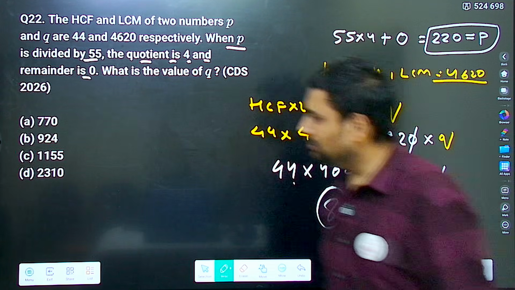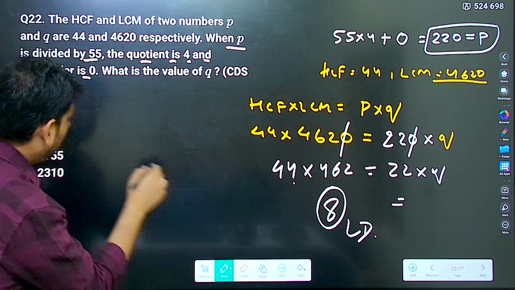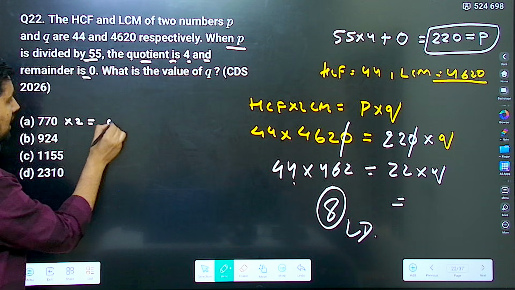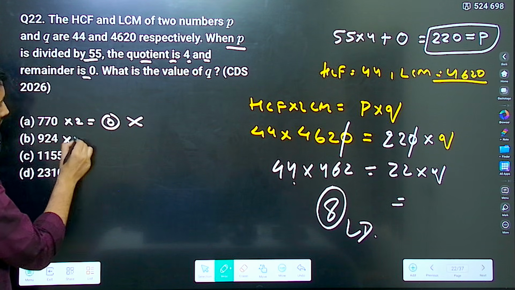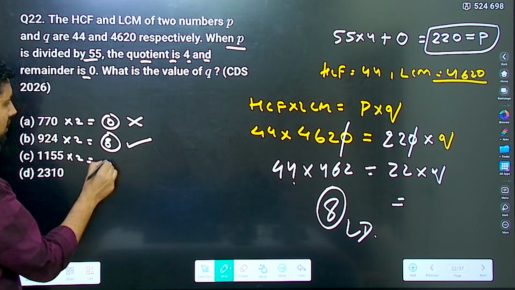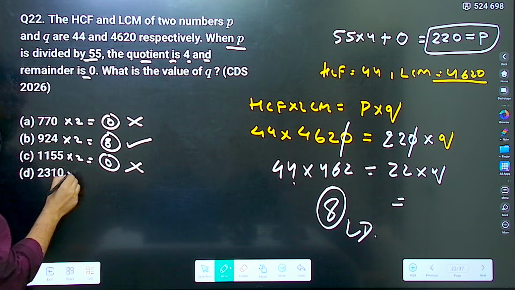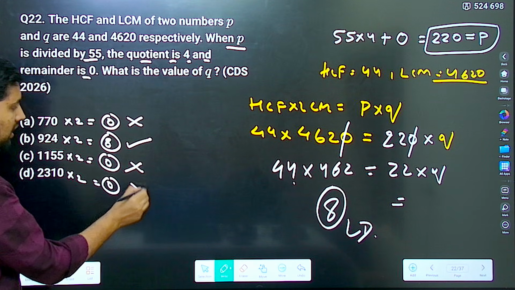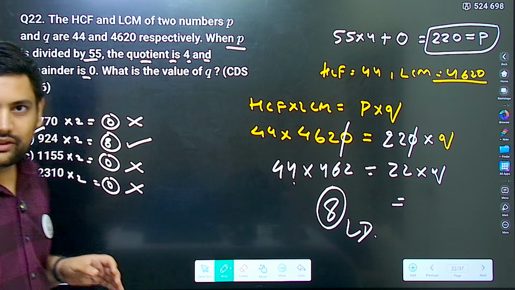What option is giving me 8 as the last digit? So this into 2. What is the last digit? 0. Reject. This into 2, 8 is the last digit. Yes, possible. This into 2, 0. Again, rejected. Then this into 2, what is 0? Again rejected. 924 becomes the answer.